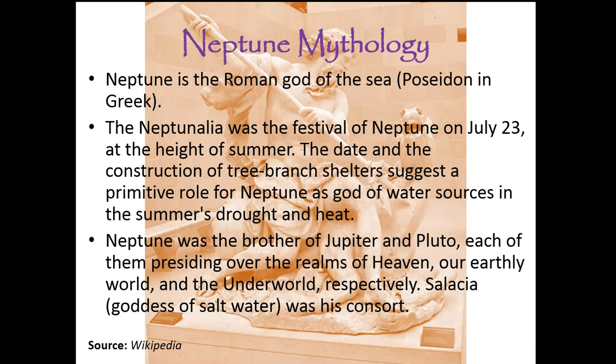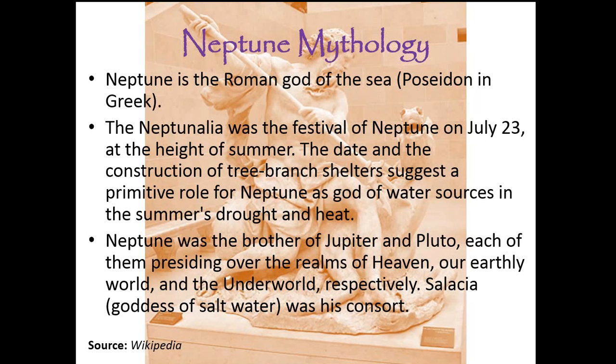A little bit on Neptune mythology. Neptune is known as the Roman god of the sea. Many call him a he. He was known as Poseidon in Greek. Now, there was the festival of Neptune called Neptunalia that was observed every year on July 23rd. Those of you who want to still worship or observe pagan ceremonies, there are those in Europe who will still observe this every summer.